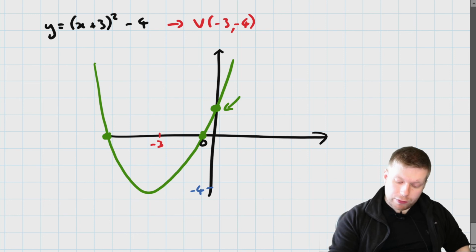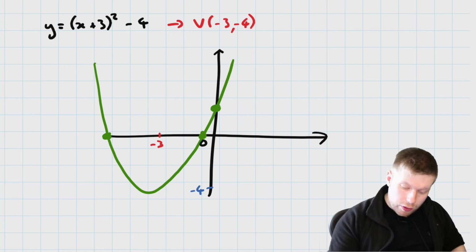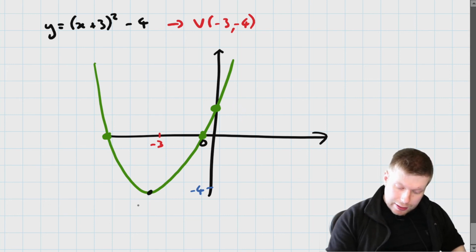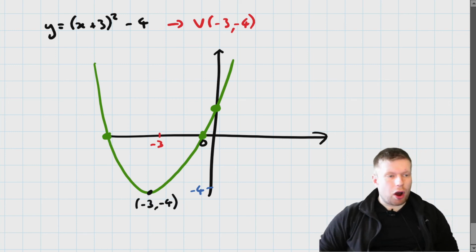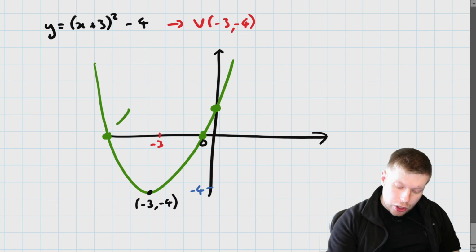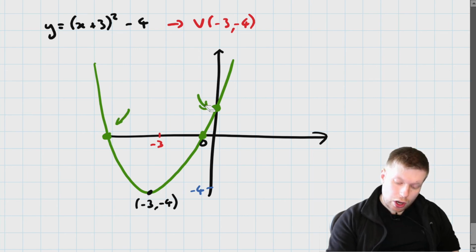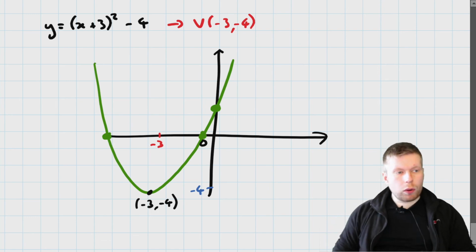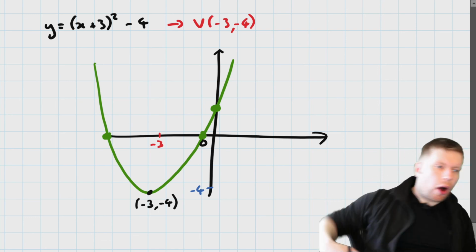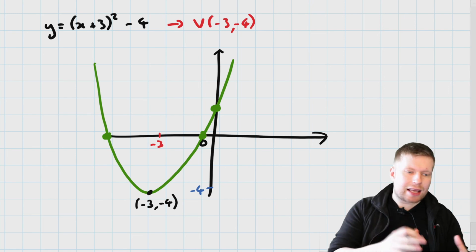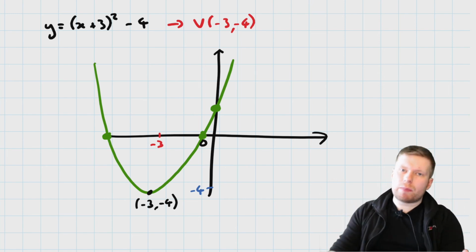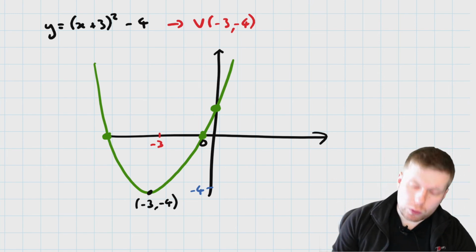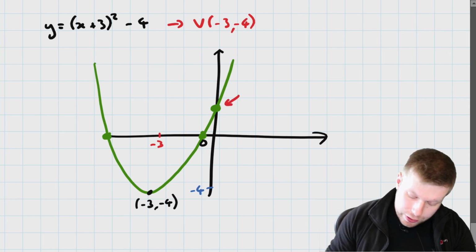I'm now interested, if I want to sketch this graph, now I know that the vertex is down here at negative 3, negative 4. If I want to properly and accurately sketch this graph, I want to find the location of these 3 intercepts. Well, in order to do that, I can rely on the fact that I know how to find the x and y intercepts. I just set something equal to 0. So let's first of all go for the y-intercept, this thing up here.